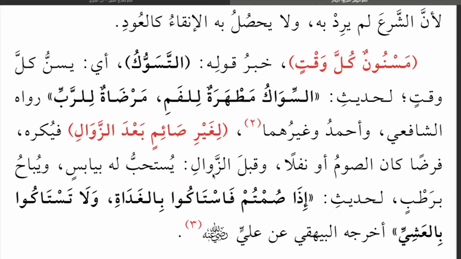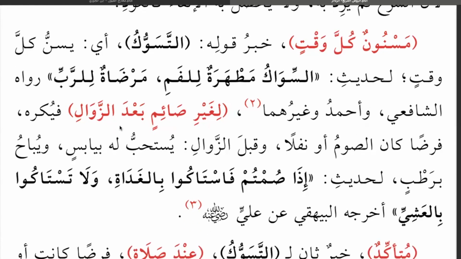Then he says وقبل الزوال يستحب له بيابس. Before the zawal, for a fasting person in the morning, يستحب له, it's recommended for him بيابس, with a dry one, not a wet one, not a fresh one, so that it doesn't leave a taste in his mouth that he can swallow. ويباح برطب. ويباح, that means it's permissible to use a رطب, something wet or fresh, meaning in the morning.